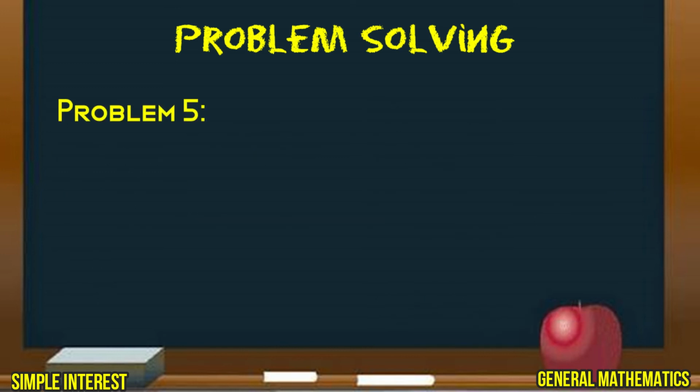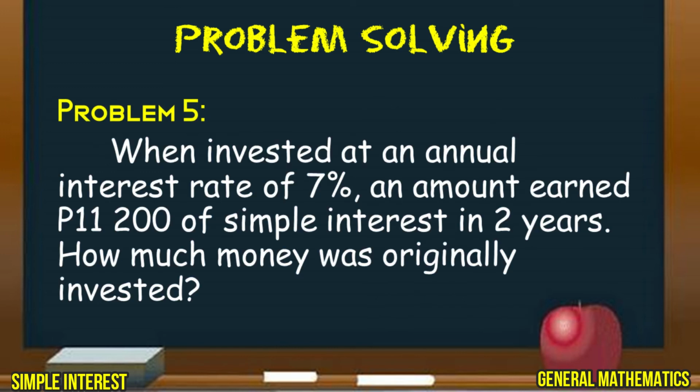Lastly, we have problem number 5. When invested at an annual interest rate of 7%, an amount earned 11,200 pesos of simple interest in 2 years. How much money was originally invested? Again, these are the needed information to solve the problem. And how much money was originally invested? So we are going to solve for the present value or the principal. These are the given.